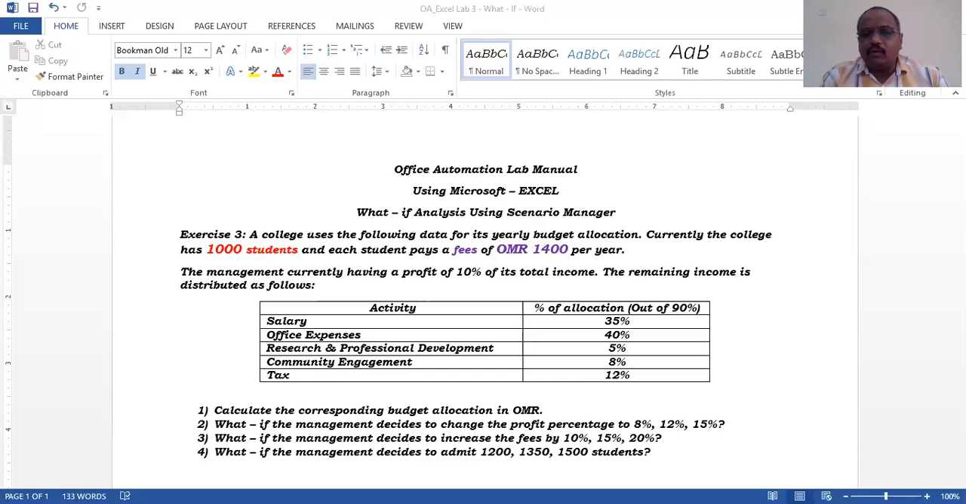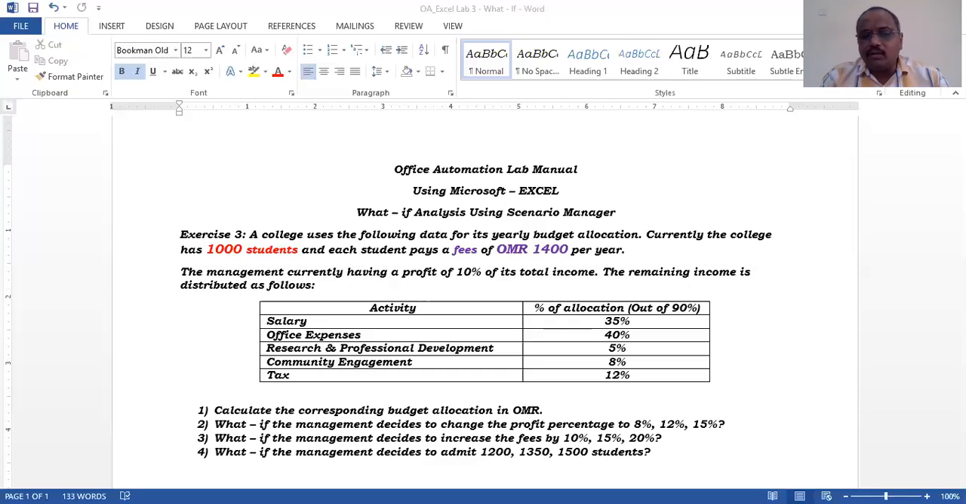Then we have three different what if analysis conditions. The first condition: if the management decides to change the profit percentage to 8, 12 or 15%, how will these changes affect the salary, office expenses, research and other activities? Currently they have 10%, so we are going to calculate the corresponding Omani Riyal amount, and when we change it to 8%, 12%, 15%, how this allocation will change. This is what we are going to discuss.